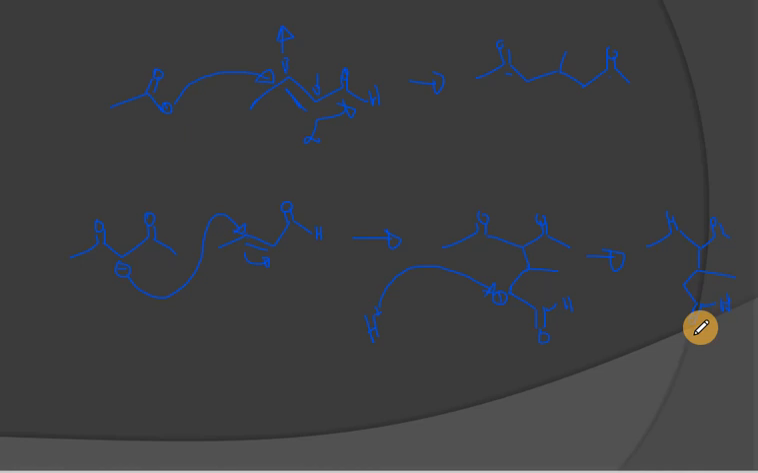Bear in mind, for every Michael addition product, you must have two ketones that are at 1,5 position to each other. So here we have 1, 2, 3, 4, 5. The two ketones are at 1,5 position to each other. If they turn out to be 4 or even 3, then it means your answer or your product is wrong.